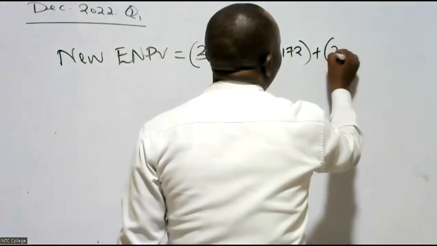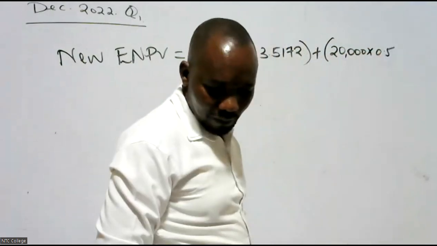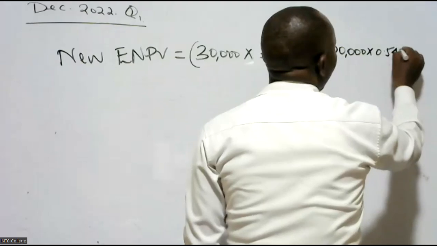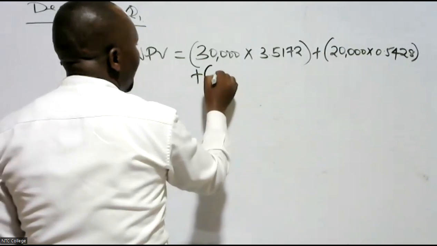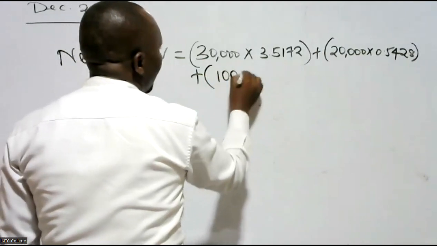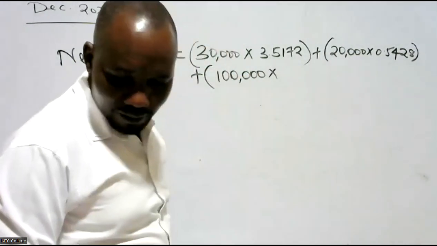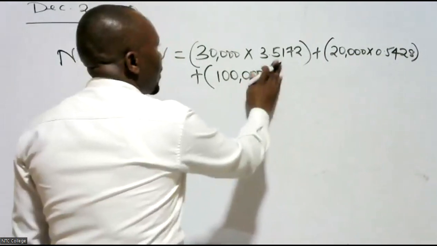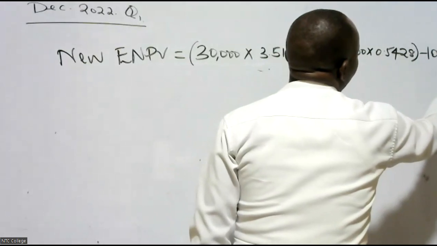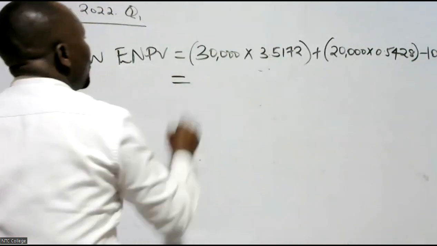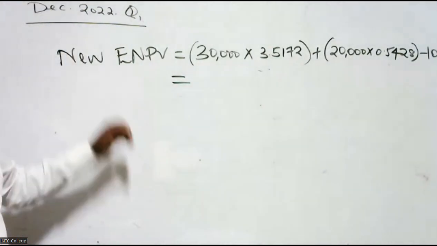Plus, now the salvage value has changed to 20, so we have 20 times 0.548428, and then the cash outflow remains the same, which was 100,000. Do we have any times? It was just 100,000. So you can say this one minus 100,000. So what is our new ENPV? Our new expected NPV?